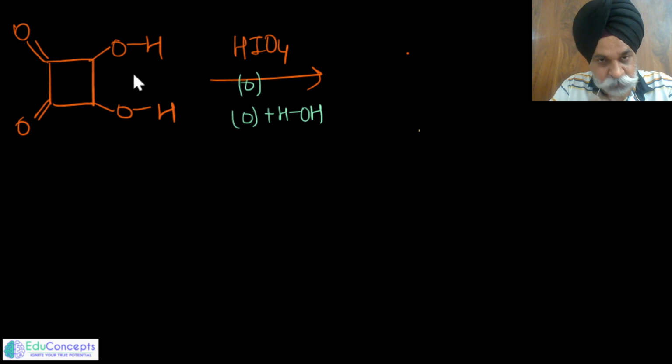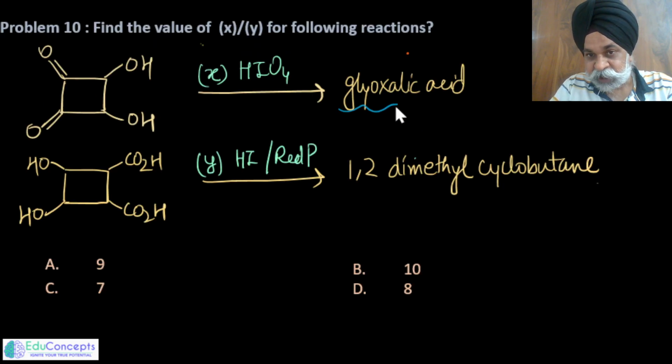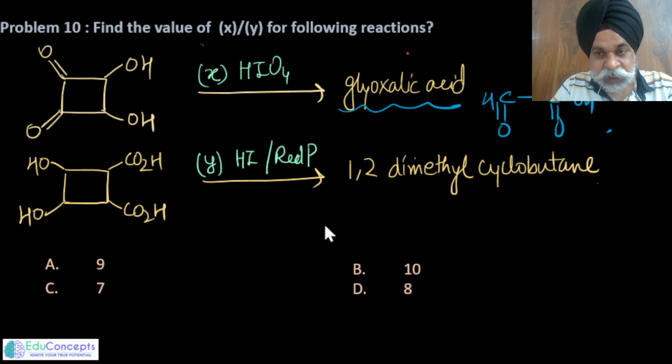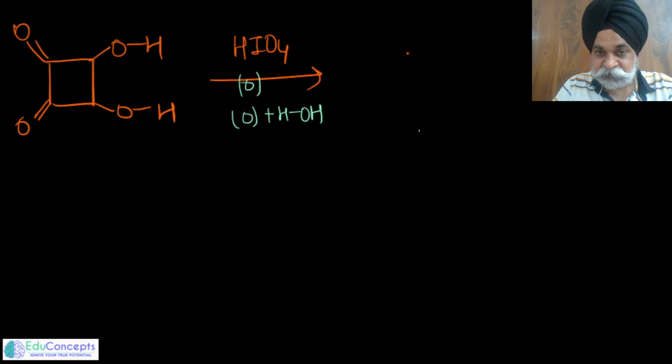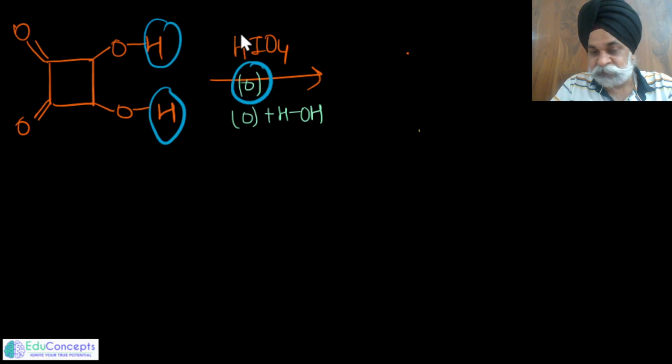So when you have two OH groups adjacent and two CO groups adjacent, because they have shown you the final product, glyoxylic acid. Glyoxylic acid is this entity. This is what you call glyoxylic acid. So the tip to remember here is H and one oxygen which we get from HIO4. This is the shortcut which we developed in that video also, and this would lead to the glycol splitting.